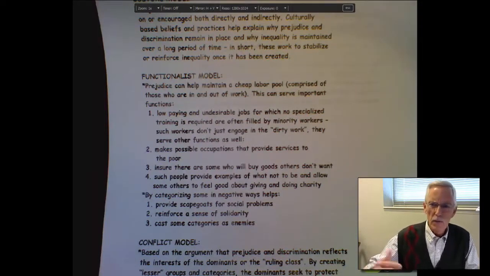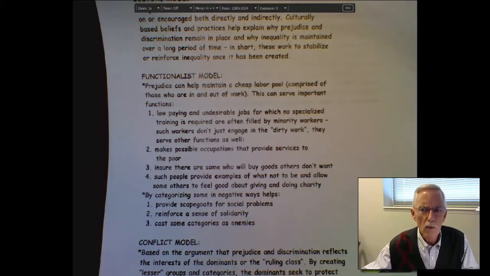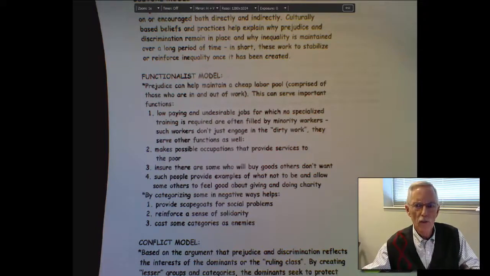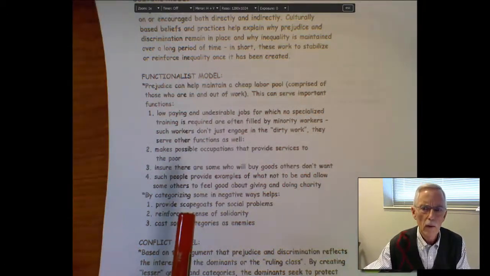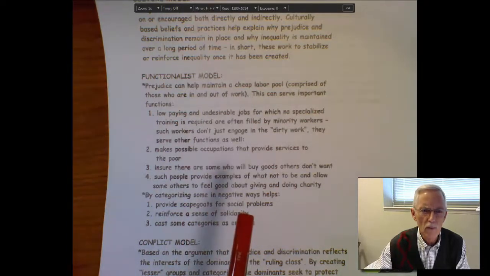And also, these folks, being poor, in and out of work, they become models of what not to be. And their existence provides some folks the opportunity to feel good about giving and doing charity. Also, some functionalist-oriented sociologists will highlight, we'll build on this in more detail a little bit later on, that, again, people who are in and out of work, people who are poor, often become effective scapegoats for various social problems.